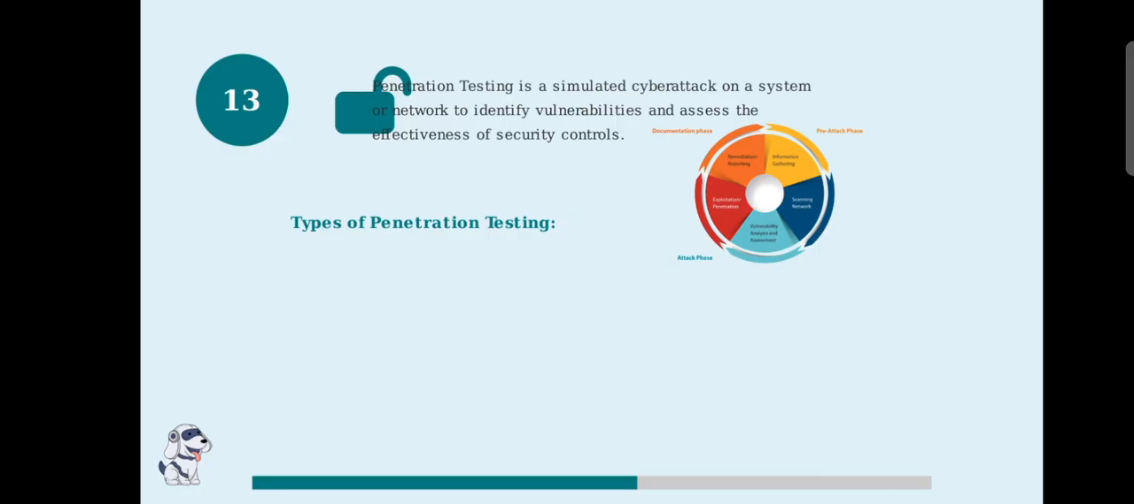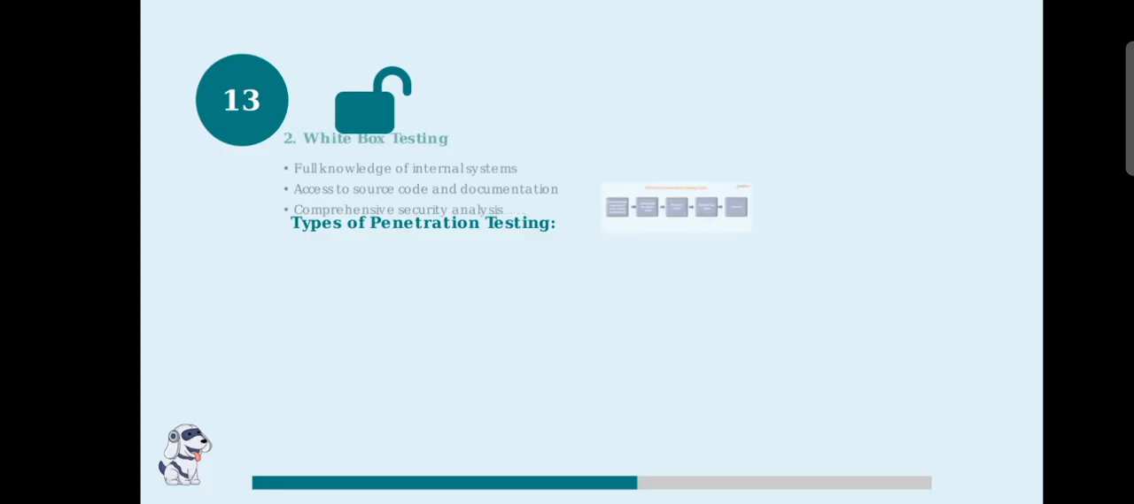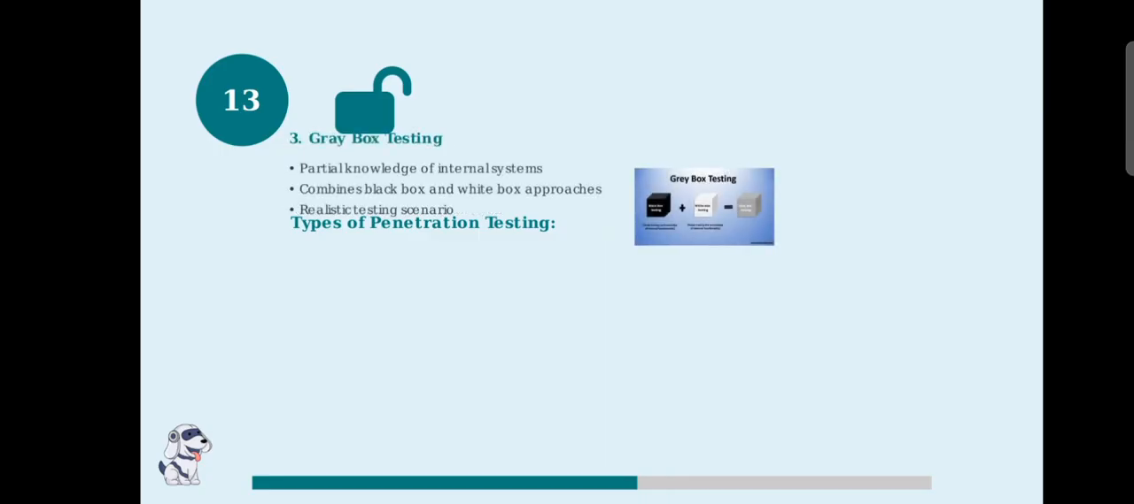Let's explore black box testing first. Black box testing simulates an external attack where the tester has no prior knowledge of the internal system structure, just like a real attacker would. White box testing provides the tester with complete knowledge of the system, including source code, architecture, and internal documentation. Gray box testing combines elements of both approaches, providing the tester with partial knowledge of the internal systems.